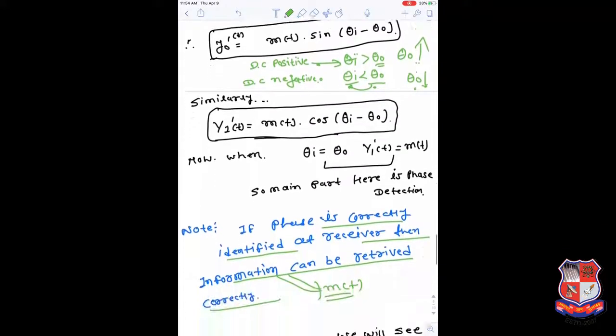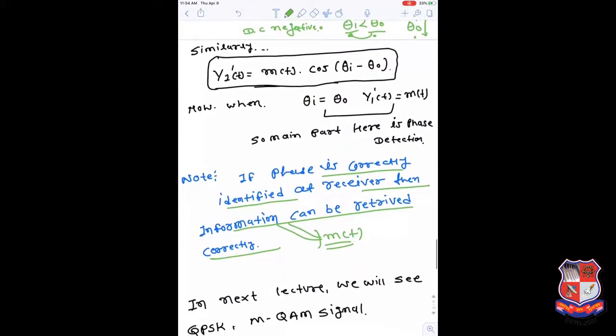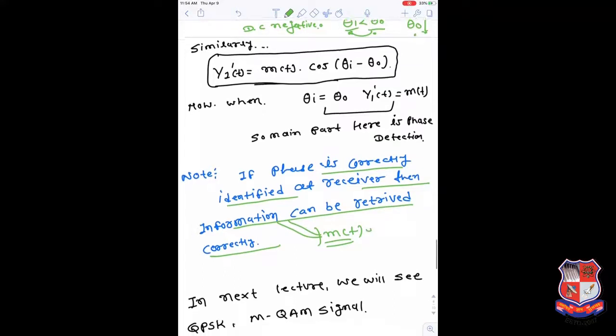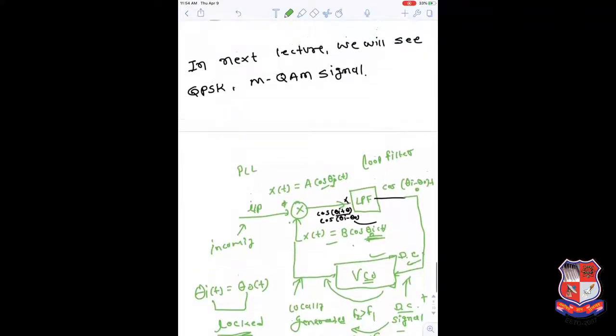That way we try to capture the phase, and once we capture it, it will lock and we get the m of t signal back. So this is the case that we have to learn.